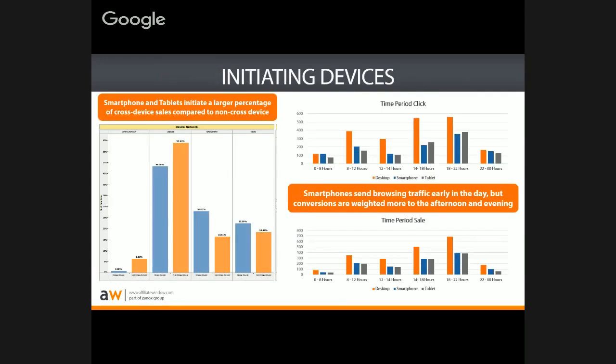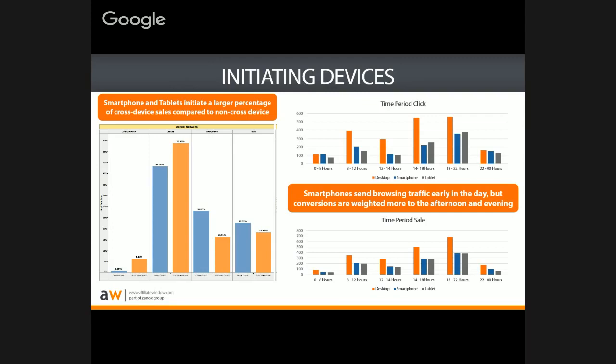And finally, just before I finish, the other thing that people always ask is about initiating devices and how this looks. And I think this is quite interesting. On the left-hand side, we have initiating devices, cross-device in blue and non-cross-device in orange. You can see that non-cross-device desktop sales are much more common than cross-device ones. But when we look at smartphone and tablet on the right-hand side, smartphone and tablets initiate many more cross-device purchases, or more cross-device purchases than they do non-cross-device purchases.